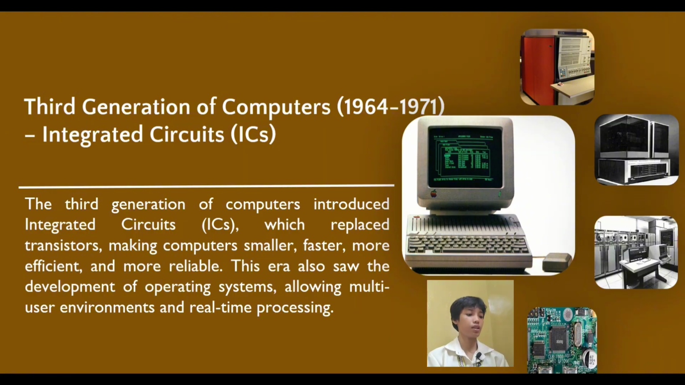So if we can see here, from the transistor to smaller computer. So if we can see in the picture here, from this to this, from vacuum tube to transistor, and then we have here the integrated circuits, and it already has operating system.